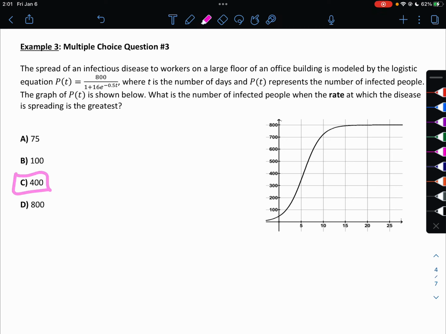A little important note here is that it's going to be the fastest when the curve has reached a point of inflection. When does a curve reach a point of inflection for logistic growth? That happens when it reaches half of its carrying capacity. So, what is the carrying capacity? In this case, it's 800. So half of that would be 400. So that's why the answer would be C, besides the fact that it just looks like it from the picture.